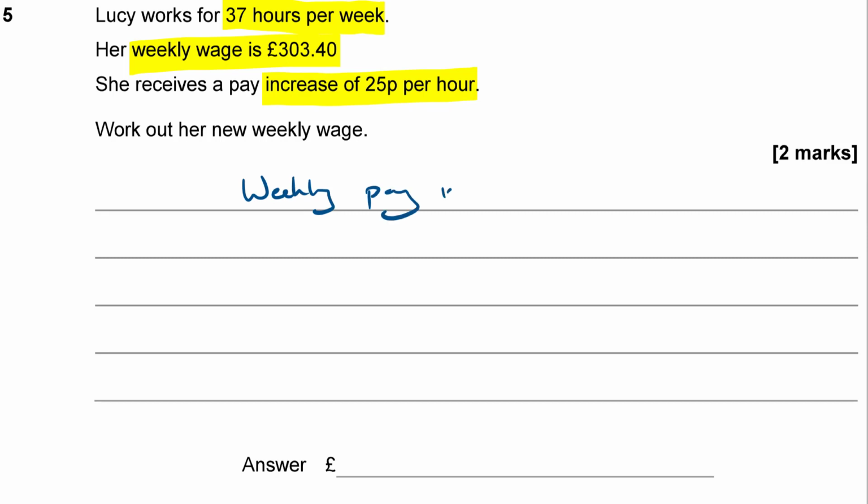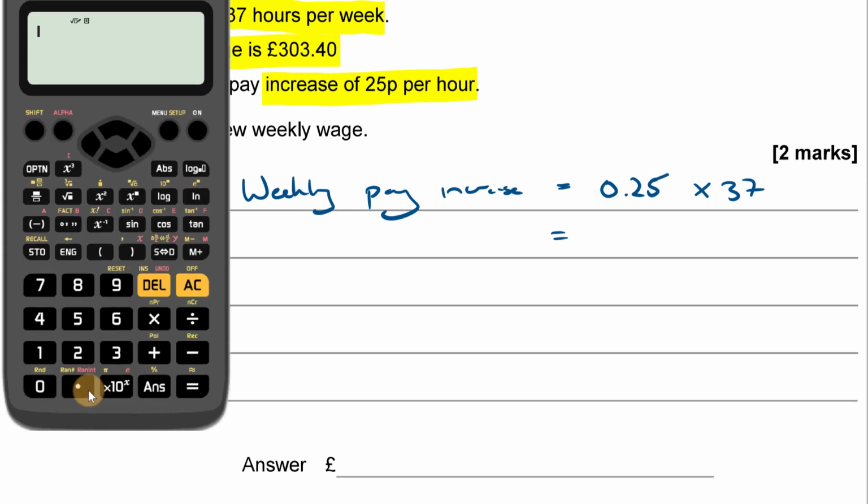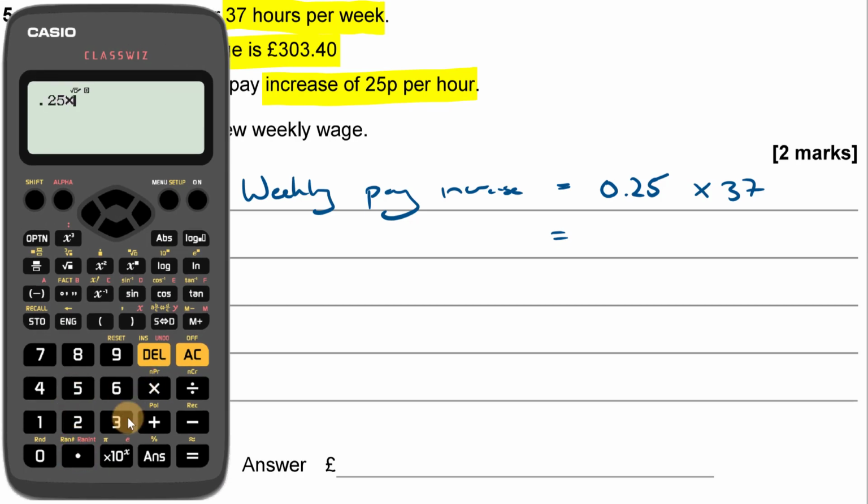So weekly pay increase is going to be the 25 pence extra an hour she earns. I'm going to write it as 0.25 because it's pence, times the number of hours that she's working. So she's working for 37 hours. Okay, so we need to work out what 0.25 times 37 is. Tapping that into my calculator, 0.25 times 37, that's giving me £9.25. So she's earning an extra £9.25 per week.